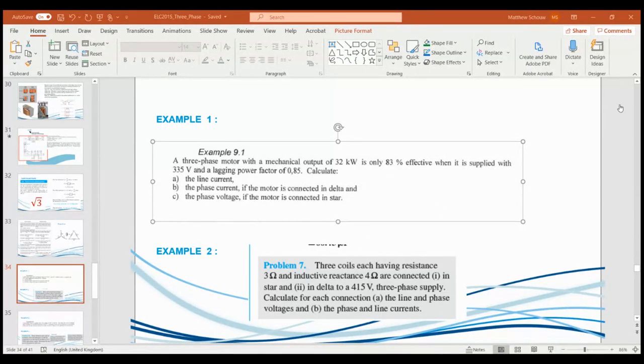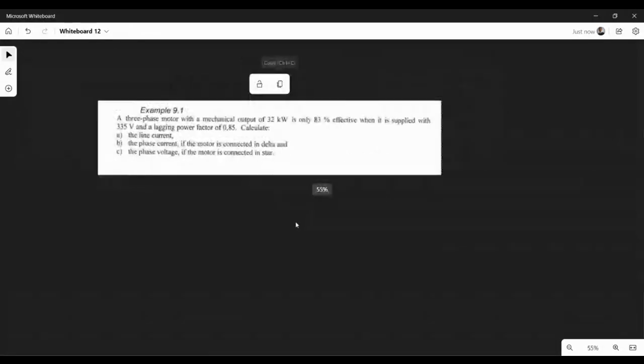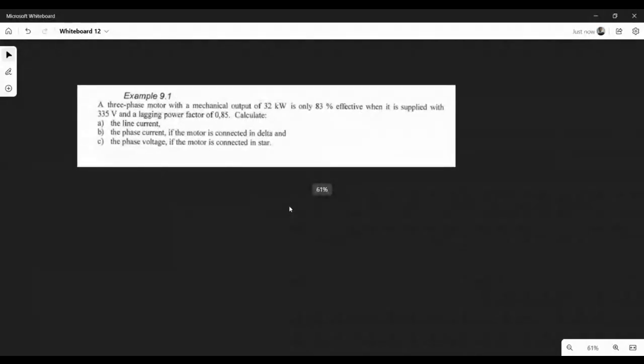Okay, so let's do the first one. Let's see if you guys can see it. Yep, nice. Just lock it. There is a lock. Cool. So example 9.1, and let's begin.